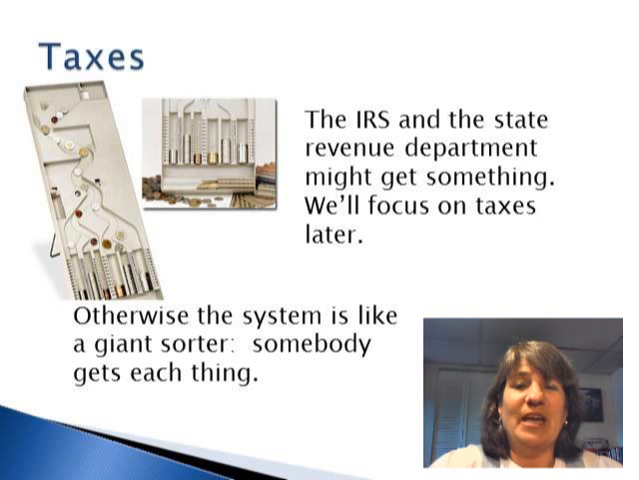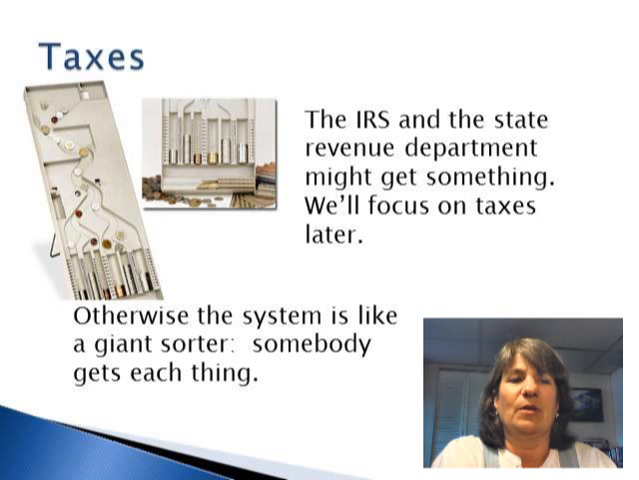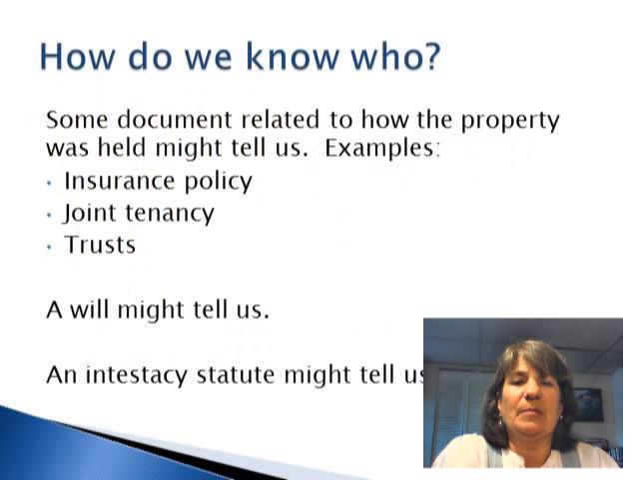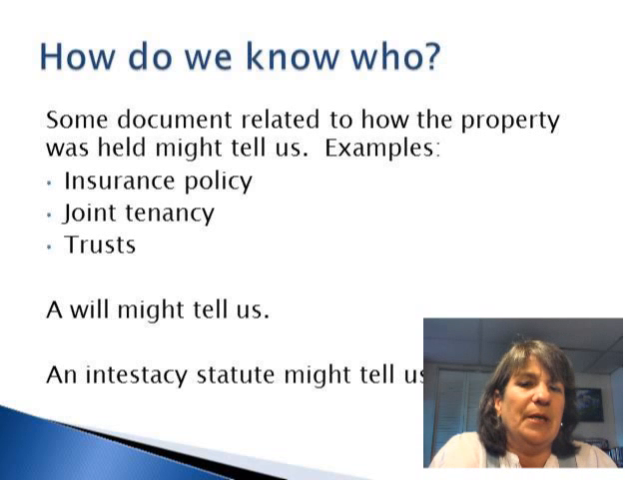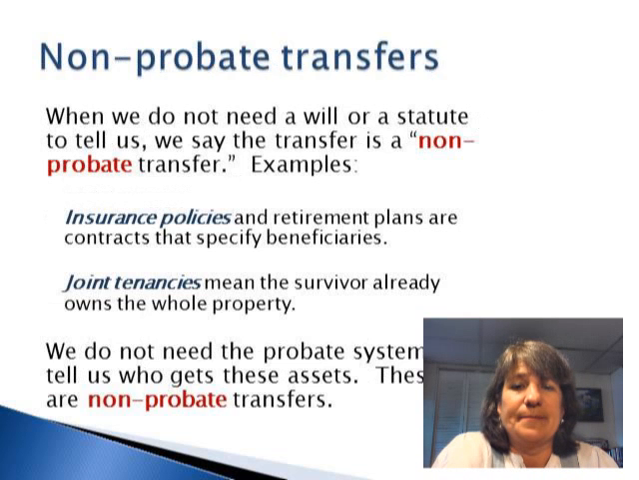Okay, but after the tax part, our system is kind of like a big sorting machine. Each slot is like a different kind of probate or non-probate transfer, and each kind of transfer will tell us who gets whatever it is. Sometimes there's a document related to the assets that tells us who gets it next. Insurance policies, joint tenancy, trusts, these all come to mind. There are documents, they have some meaning. Sometimes there's a will that tells us who gets what. And sometimes we rely on an intestacy statute to tell us who should be first in line.